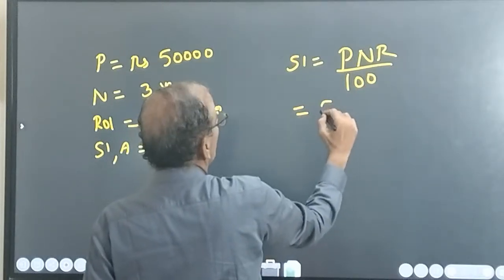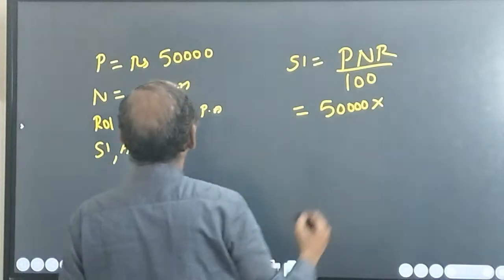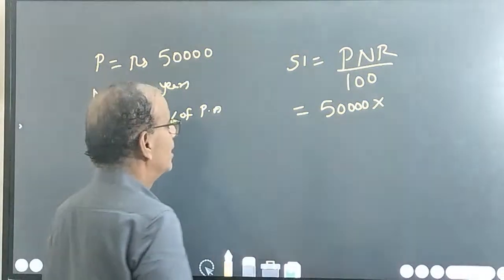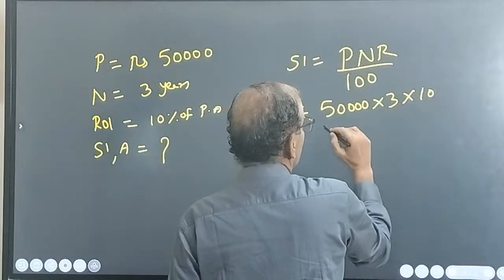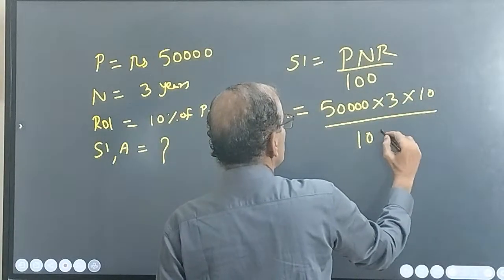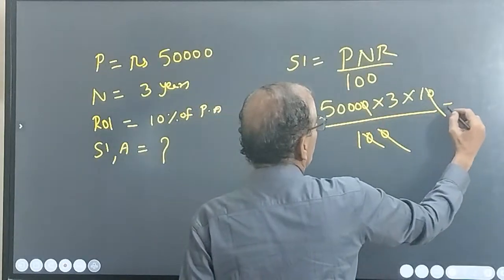What is the principal? 50,000, into N, how many years? 3 years. Rate of interest, how much? 10%. This is how many of us do it, right? Cancelling this one, this, 15,000.